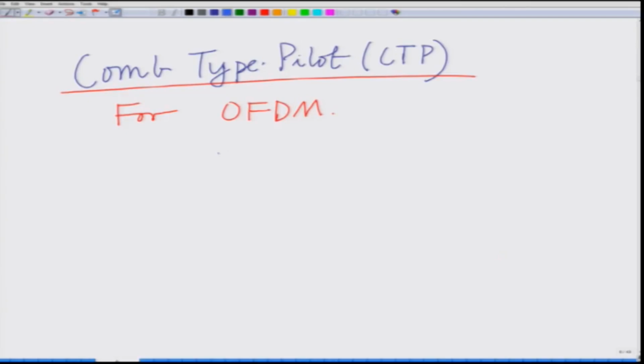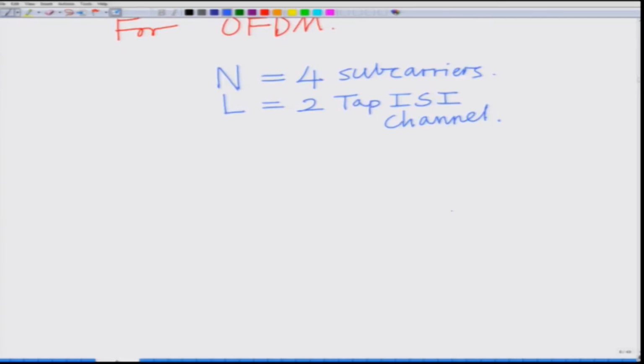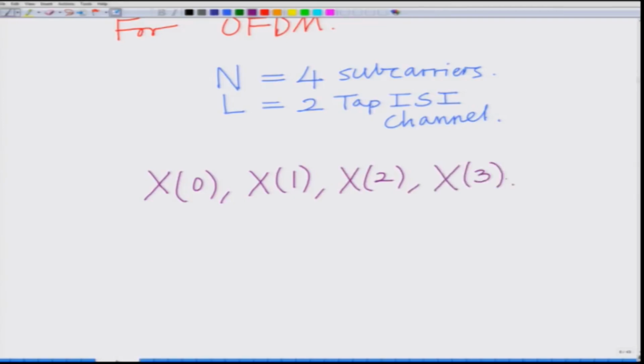And we said again, just to refresh your memory, we are going to consider a system with N equal to 4 subcarriers and an L equal to 2 tap ISI channel. And what we did in the previous module was we looked at the 4 symbols loaded onto the N equal to 4 subcarriers, that is x0, x1, x2, x3.